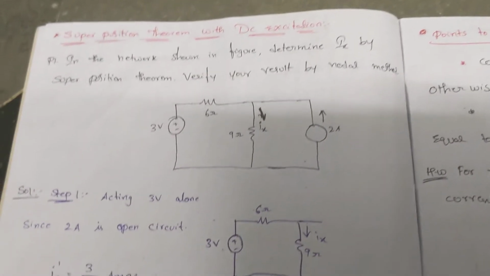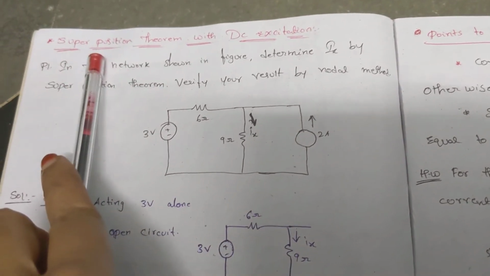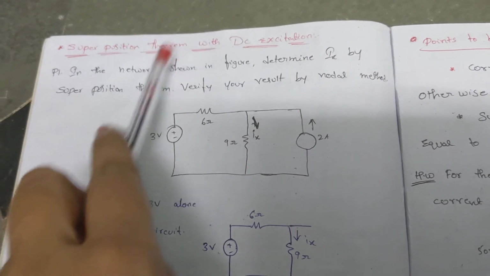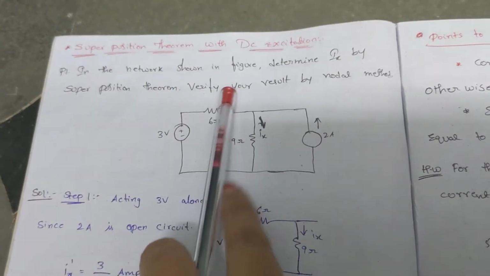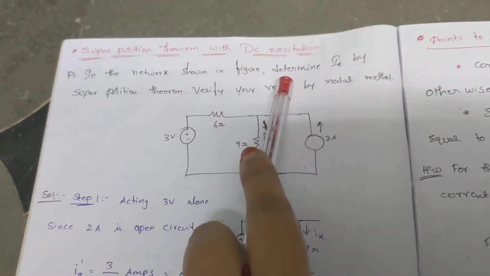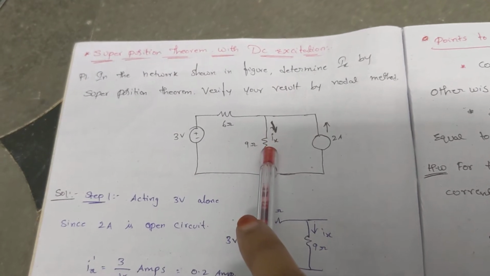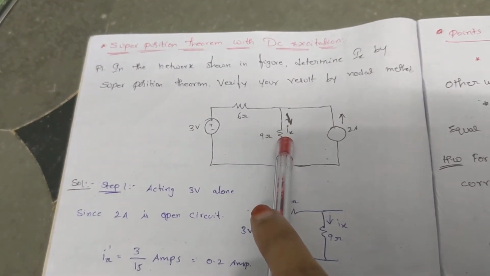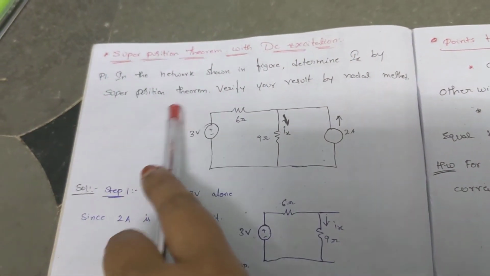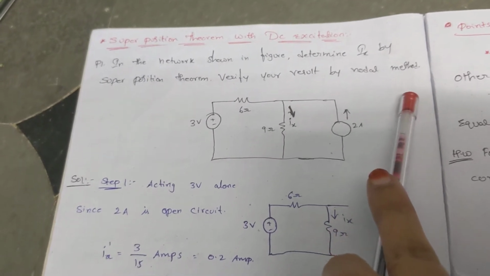Based upon this knowledge we are going to try to solve a few numericals in this video. In the beginning I am considering the superposition theorem with DC excitation. Later we will shift to AC excitation. In the given problem they are asking you to find the current Ix, which is flowing through the 9 ohm resistor, by using the superposition theorem. Later verify your result through nodal analysis.